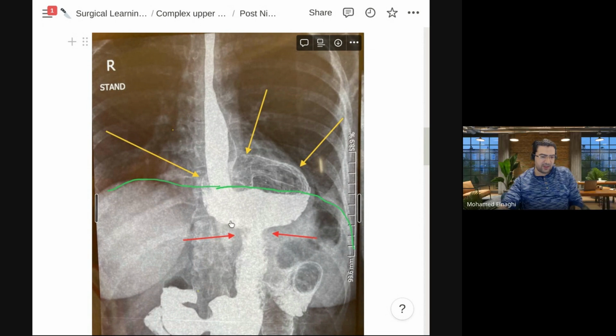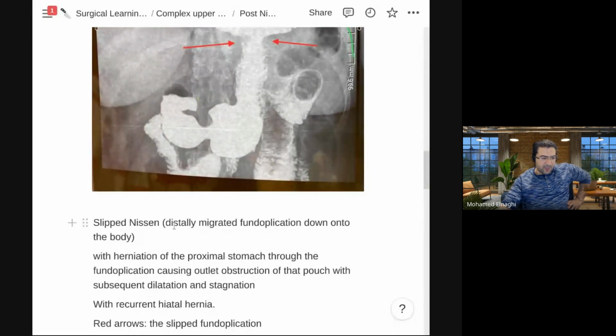Where is the wrap? It has slipped down over the stomach. Okay, fine. You've got a distally migrated fundoplication. So the wrap has migrated down over the body of the stomach, with herniation of the proximal stomach through the fundoplication, causing some kind of obstruction of the pouch above it, with recurrence of the hiatus hernia.